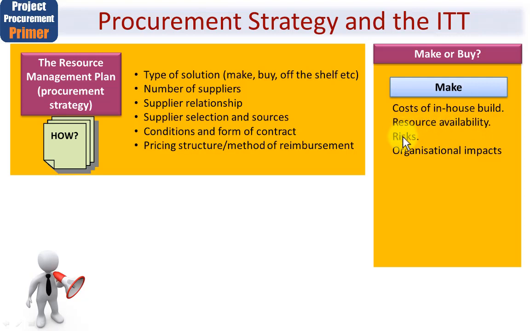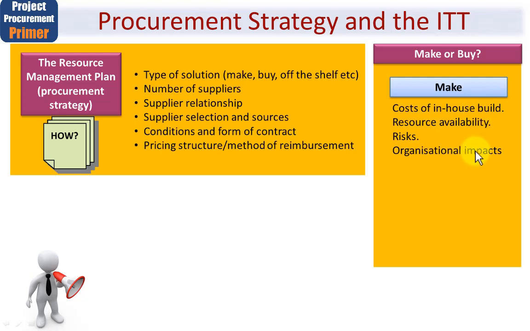The risks involved, and here we're looking at the risks of making it ourselves. It may well be resource availability is one of the risks, or the right level of skills and knowledge. Interestingly, it's often the case that the cost of an in-house build can be more expensive than contracting the work out, because often you'll contract it out to a supplier whose specialism is doing the type of work that you want done, and therefore they're pretty good at it, and they can usually come up with a more competitive price than using your in-house staff.